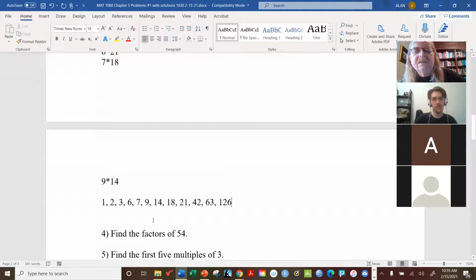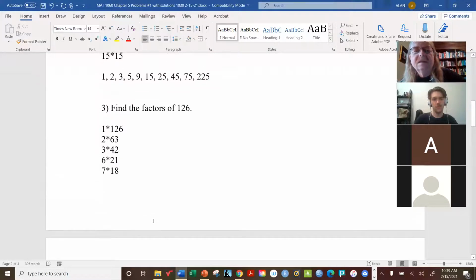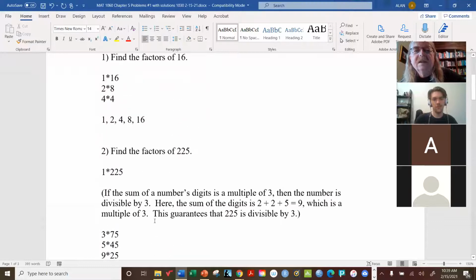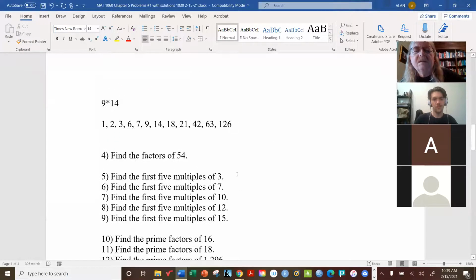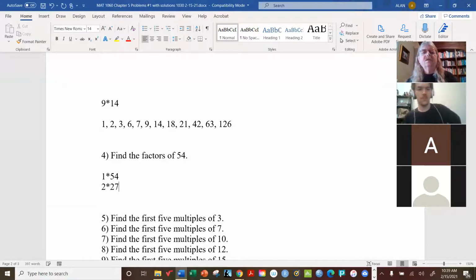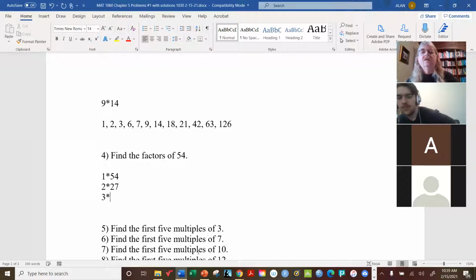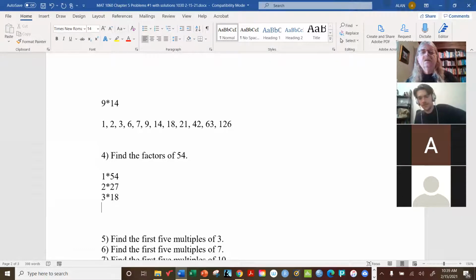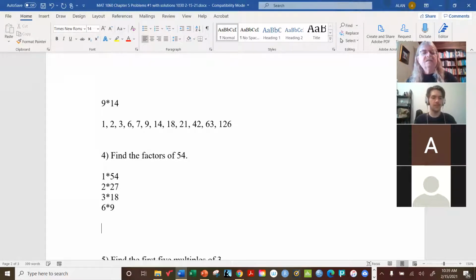Interesting. That's a lot of factors. Wow. And here's 54. All right, let's try that. 1 times 54, 2 times 27. 3, you notice the digits add up to 9, so we're guaranteed that it's divisible by 3. 3 times 18. 4, no. 5, no. 6 times 9. I guess that's it.